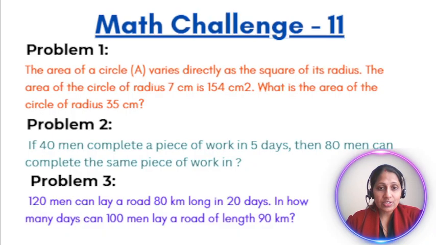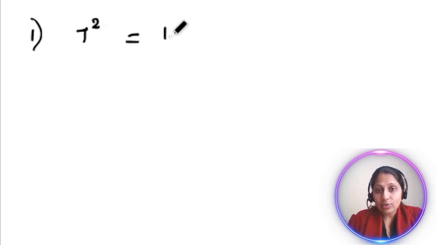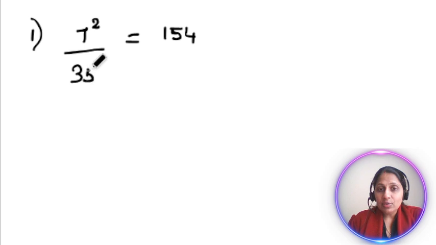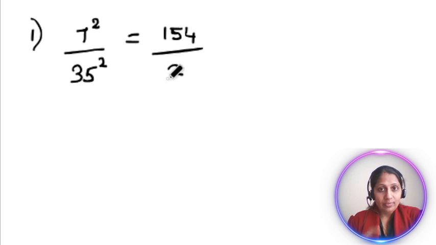The very first question says, the area of a circle varies directly as the square of the radius. The area of the circle of radius 7 cm is 154 cm square. What is the area of the circle of radius 35 centimeters? As they have told directly in the question, area varies directly with the square of the radius. So when the radius is 7, 7 square is directly related to 154, which is the area. Now we want it for the circle whose radius is 35. So 35 square will be related to what?